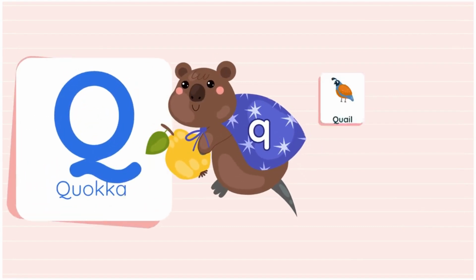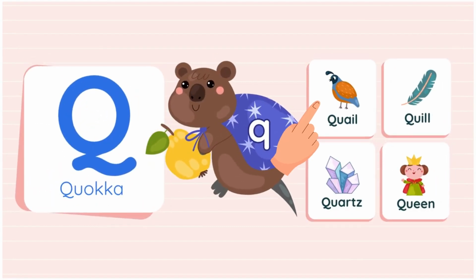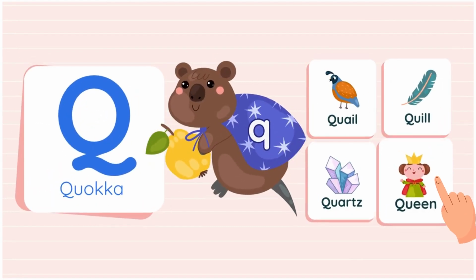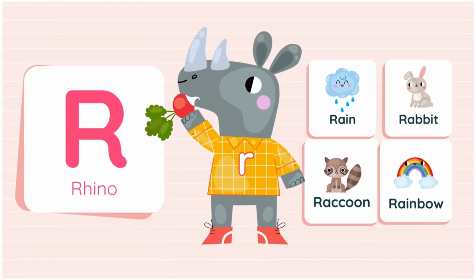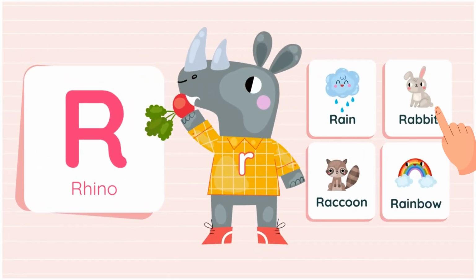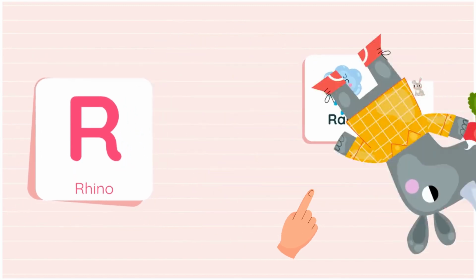Q is for quokka, quail, quill, queen, quartz. R is for rhino, rain, rabbit, rainbow, raccoon.